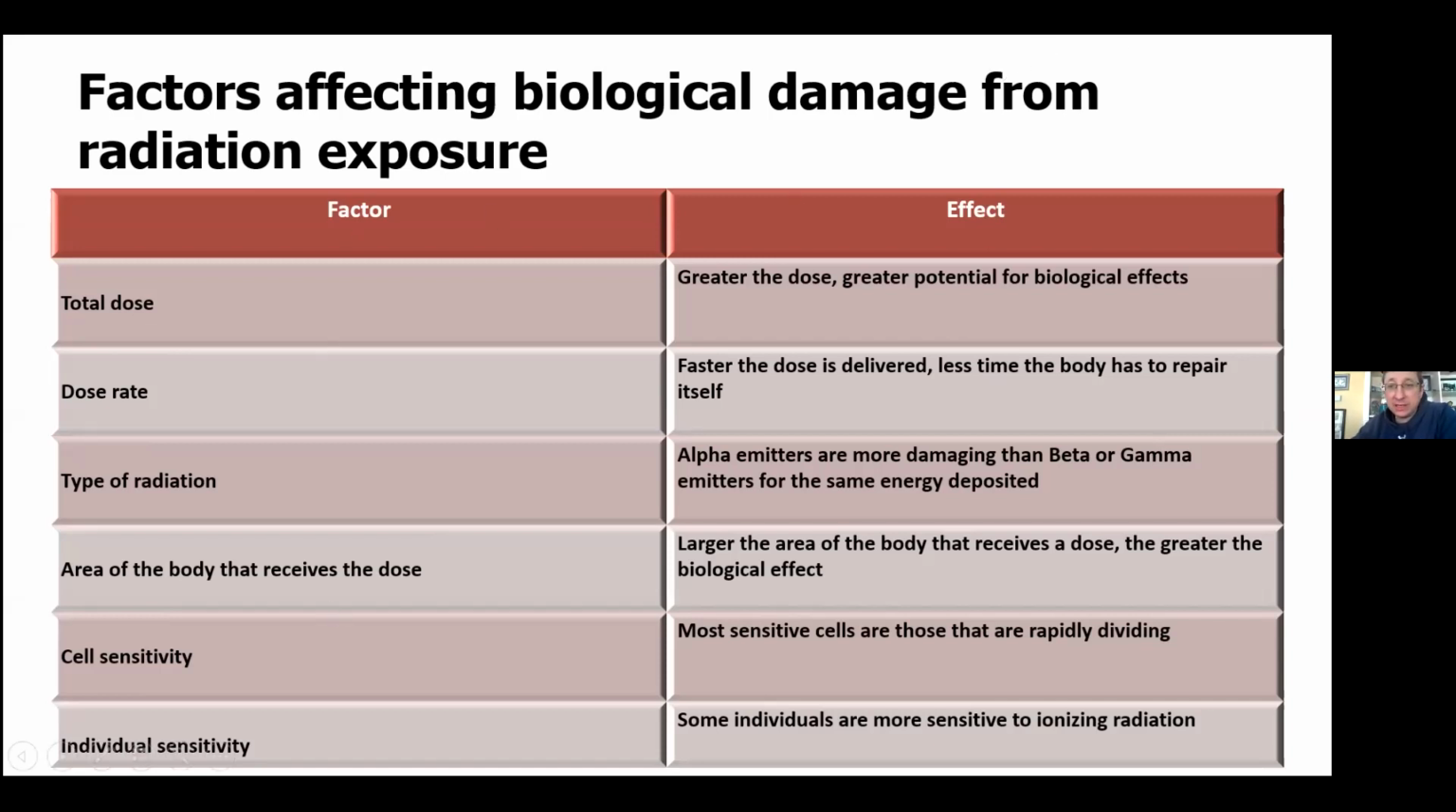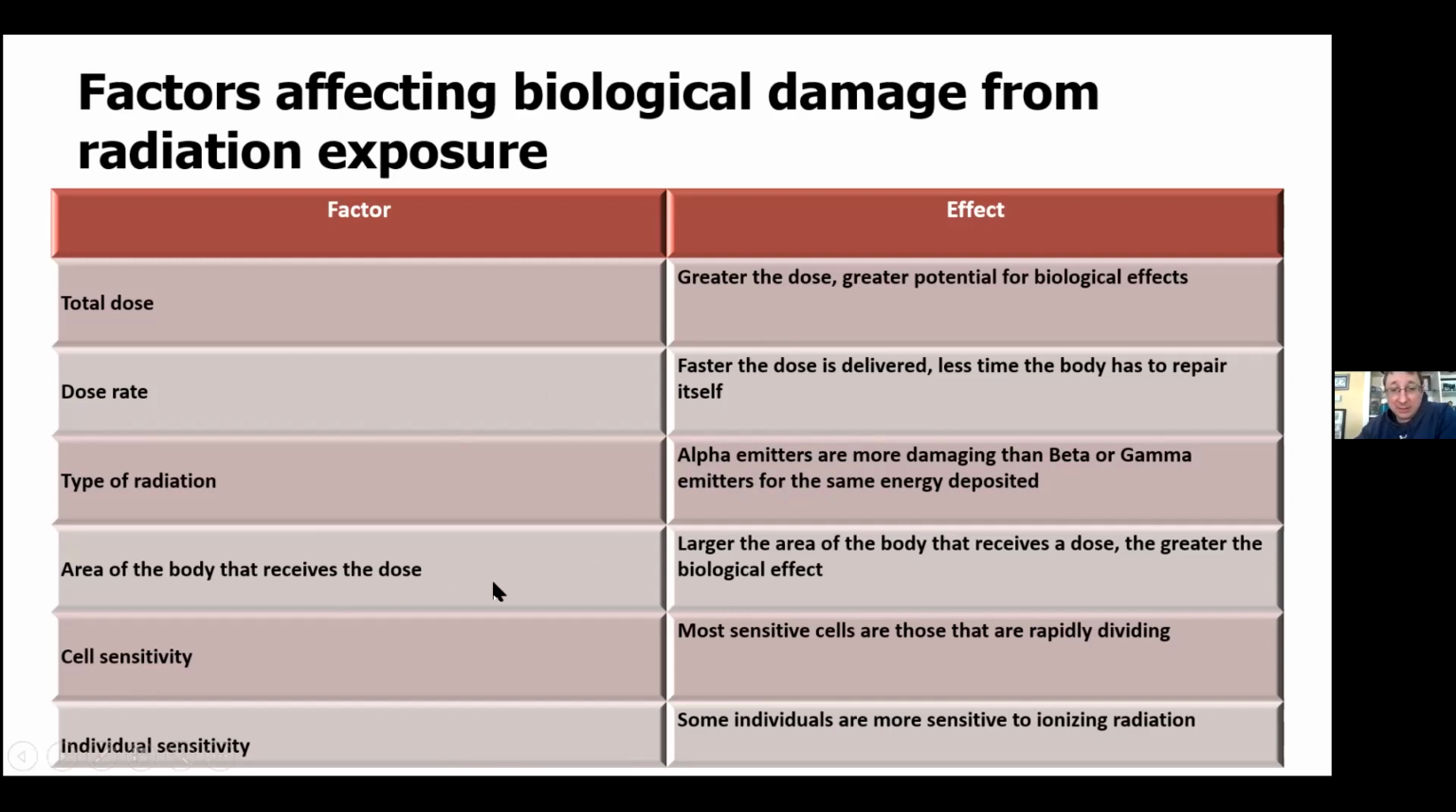All right, factors affecting biological damage from ionizing radiation exposure. Total dose: the greater the dose that you get, obviously the greater the potential for biological effects. This is going to carry into especially acute doses. Dose rate, how fast you get it, is going to be an issue as well. Type of radiation: like we covered yesterday, remember the radiation weighting factor that we have to apply to our rem value. It's going to be highest for alpha emitters. We had to multiply it by 20 for alpha emitters.